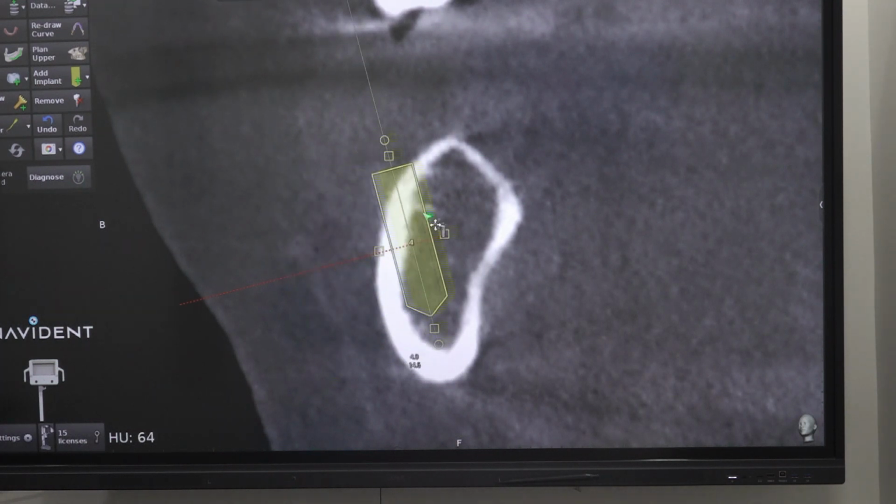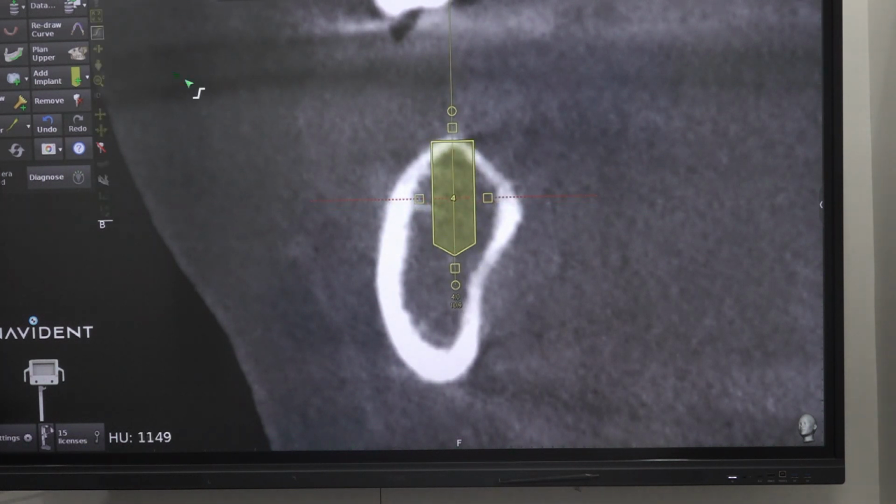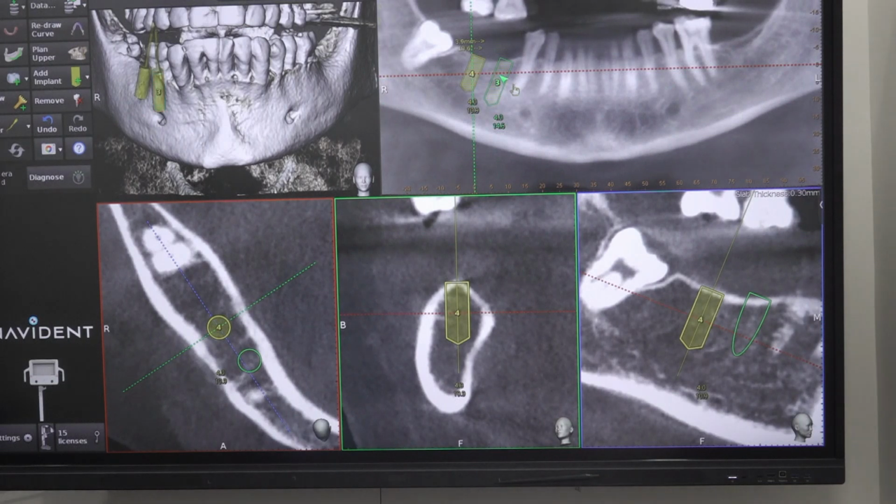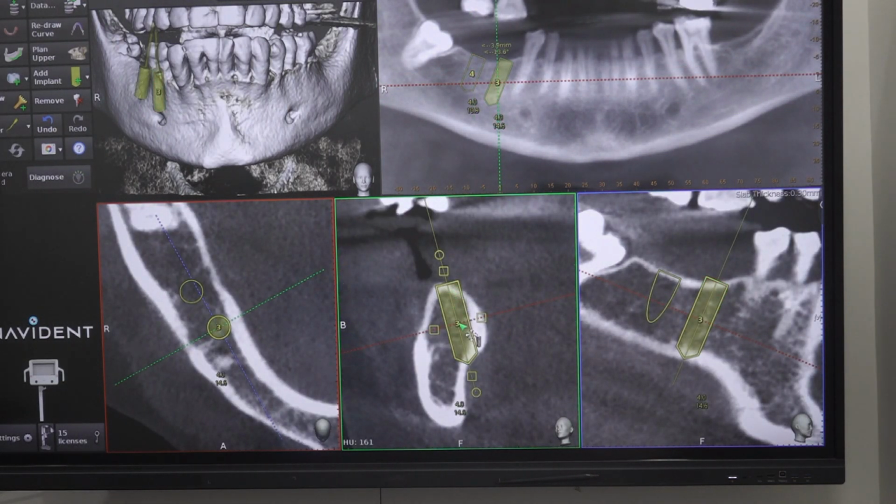So what we can do is the distal implant we can do crestal, intramedullary, and the mesial implant we can do lingual cortical, so that at least one implant is crestal.